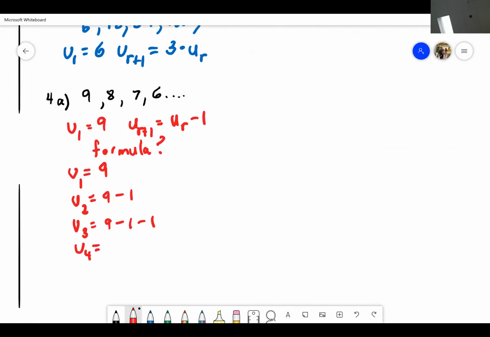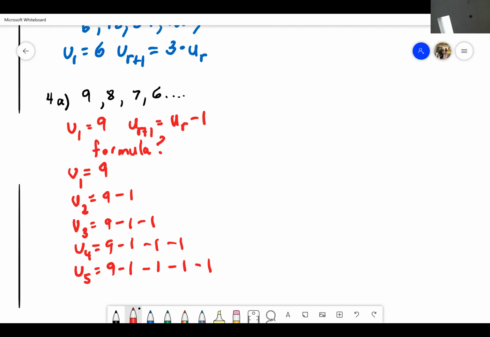Use of 4 is 9 minus 1 minus 1 minus 1. Use of 5 is 9 minus 1 minus 1 minus 1 minus 1. Would that work? What do you notice? Well, how many ones do I have for use of 1? How many ones do I have here? Minus none, right? How many ones do I have here for use of 2? And 3? And 4? And 5?